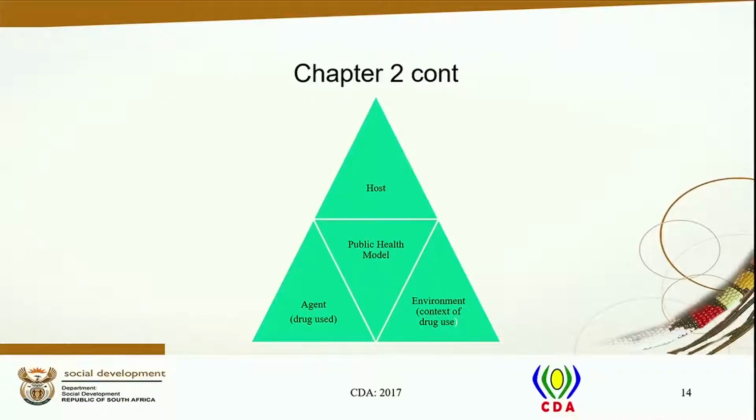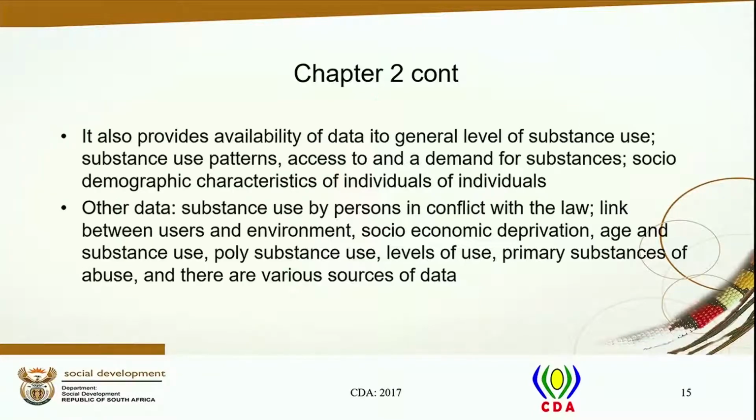So looking at Chapter 2, we've spoken about the host, we've spoken about the agent, we've spoken about the environment, and we have now included in that the 4th element, which is that public health model that we need to endorse as well in terms of the treatment that is necessary to be able to deal with that problem.